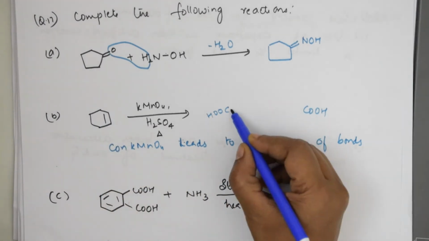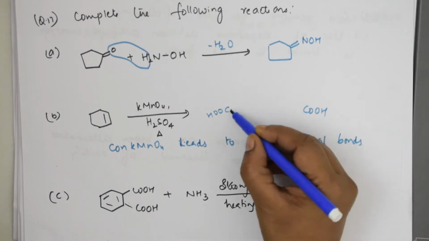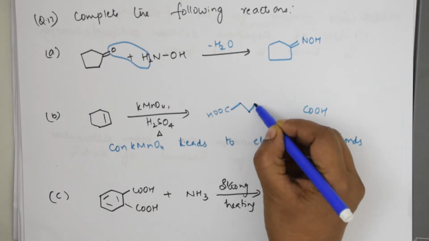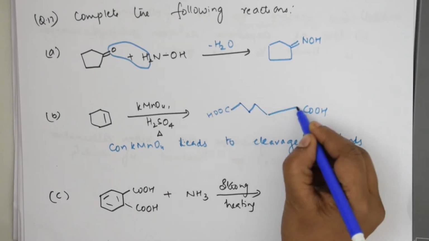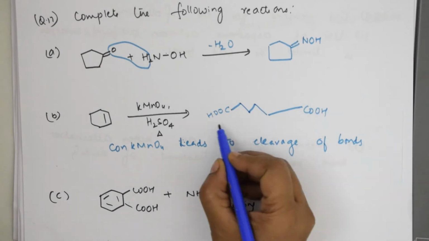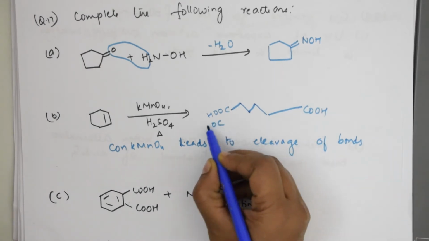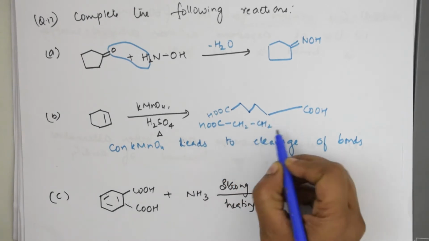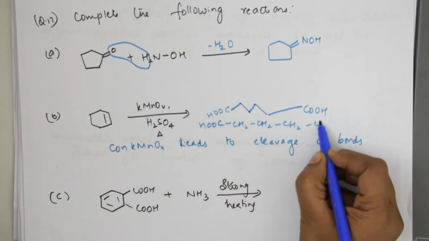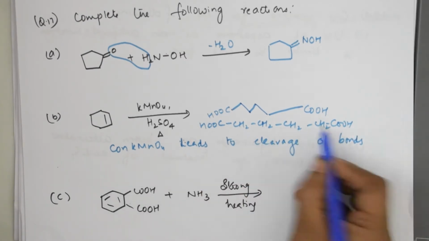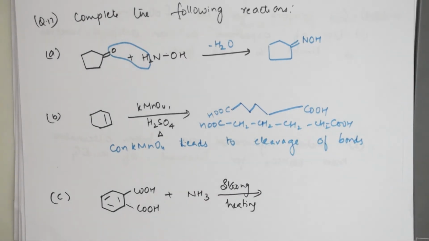So let's write. This is 1. Already this is 2. This is the third one, the fourth one, the fifth one, the sixth one. Okay, I have made it a smaller chain. Join it here. That means how does this look? This looks like a COOH group on one side, then CH2, one more CH2, one more CH2, COOH. Total number of 6 carbons: 1, 2, 3, 4, 5, 6. This is the answer, right?